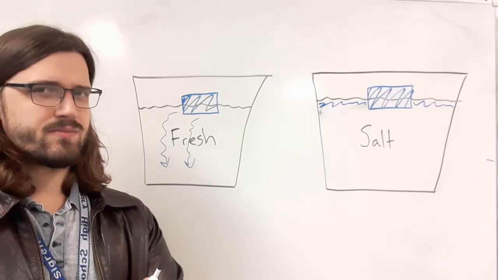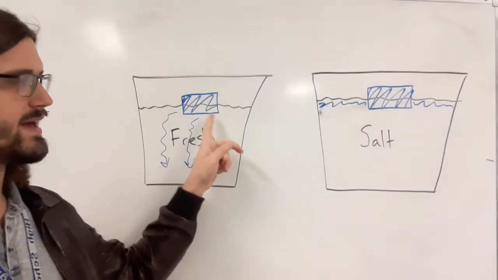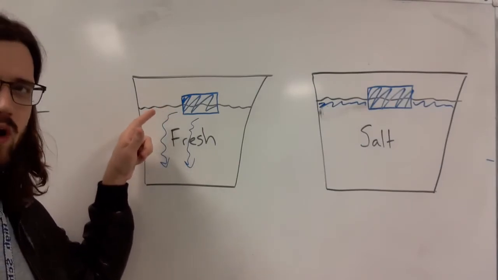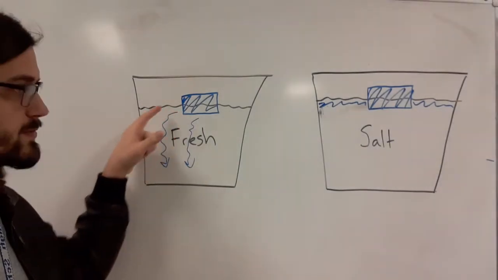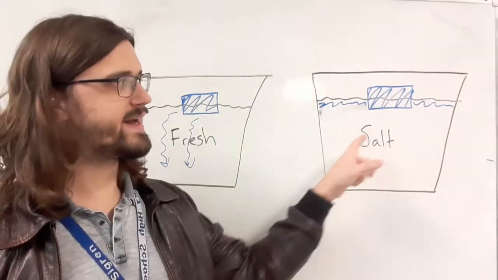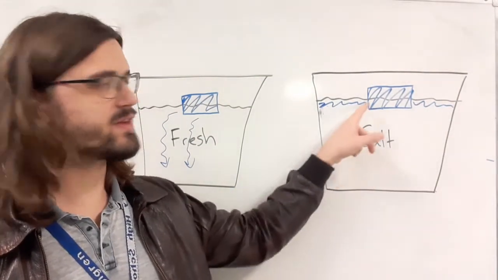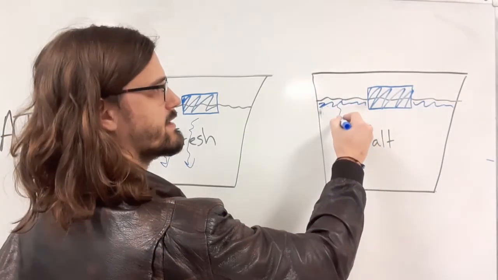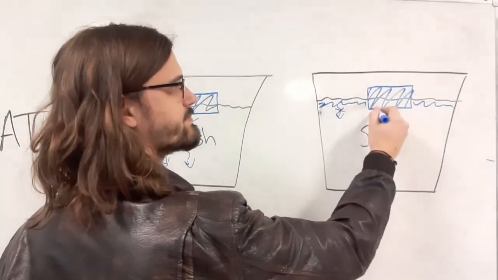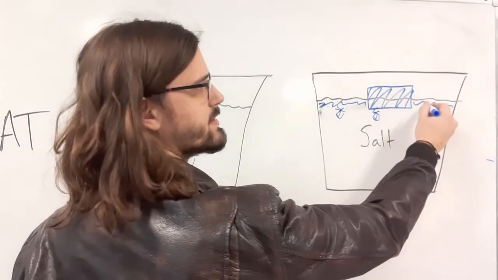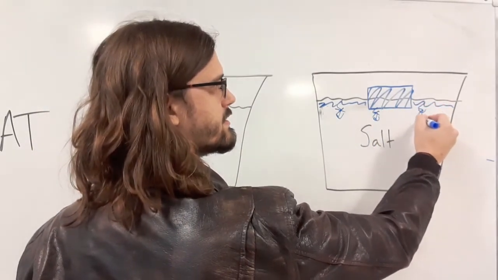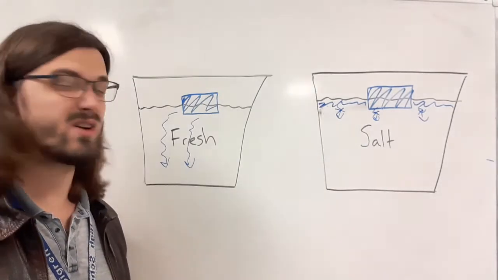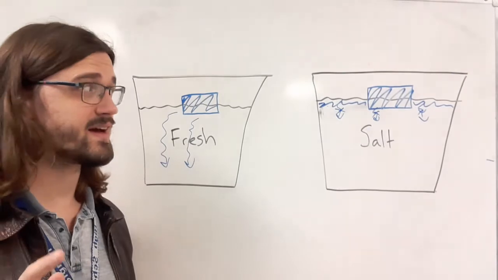So what this means is that as this ice cube melted in the fresh water, the coldest water coming off of this ice cube could sink to the bottom, whereas with the salt water, the cold water could not sink to the bottom. So basically, as it tried to push down to the bottom, it couldn't, because the salt water was heavier than the cold water. And so all the cold water had to stay at the top, near the ice cube.